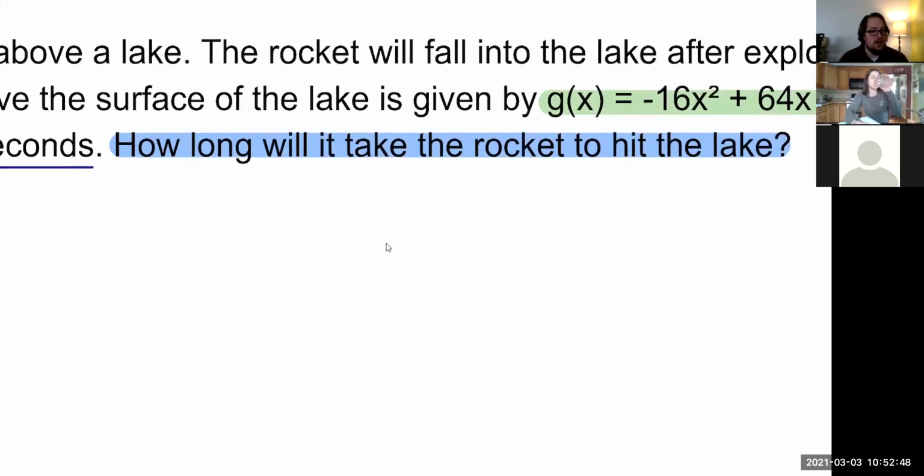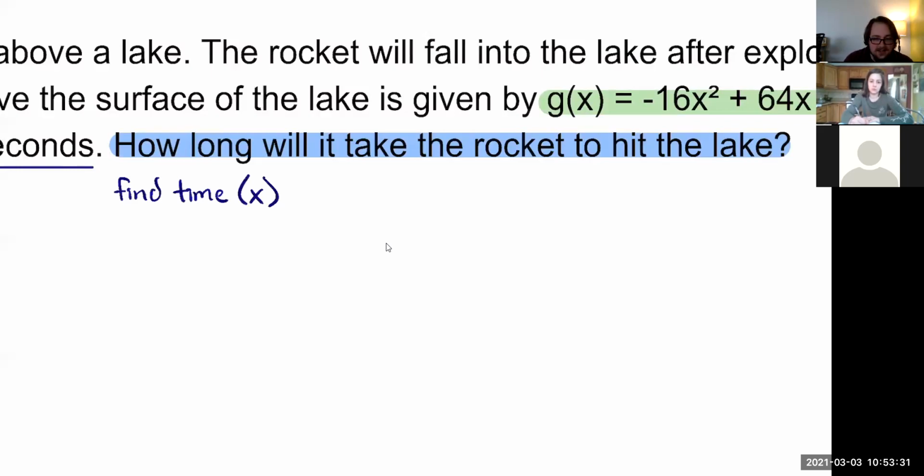Well, picking through that statement, if I'm asking you how long, am I looking for height or am I looking for time? I'm looking for time. So how long, we need to find the time, which is our variable x. And then it says, will it take, so how long is what we're looking for, but it also tells us that the rocket hits the lake. So if we're looking for x, then hopefully we know what g of x is, the height is.